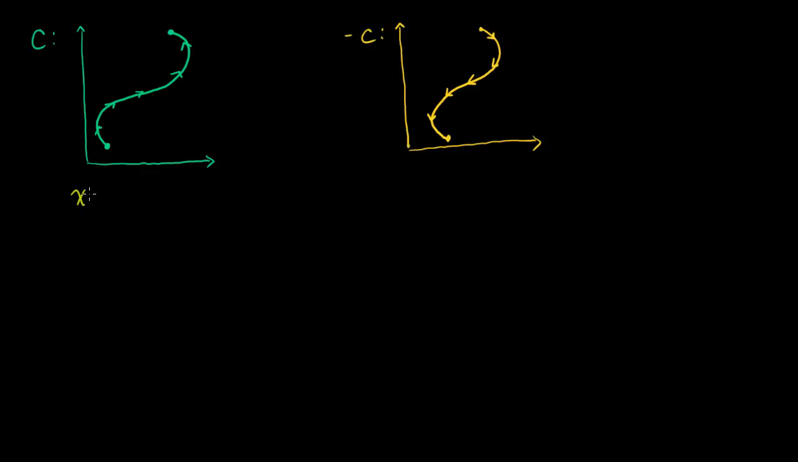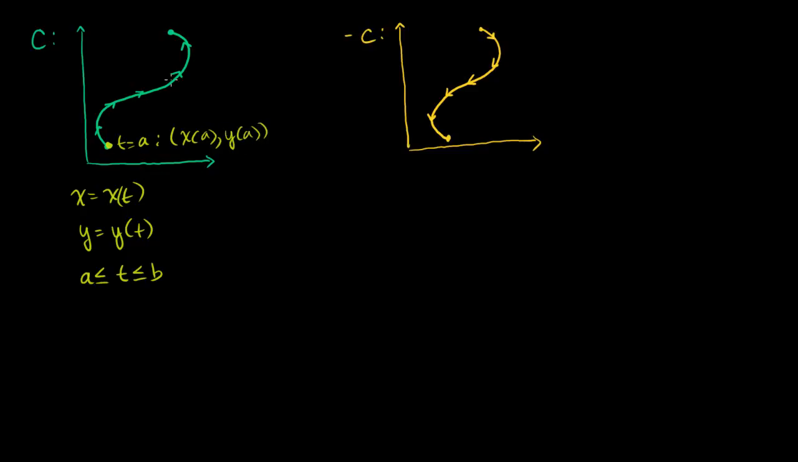Let's say that x is equal to x of t, y is equal to y of t. And let's say t starts at a, so t is greater than or equal to a, and it goes up to b. So in this example, this was when t is equal to a. And the point right here is the coordinate x of a, y of a.